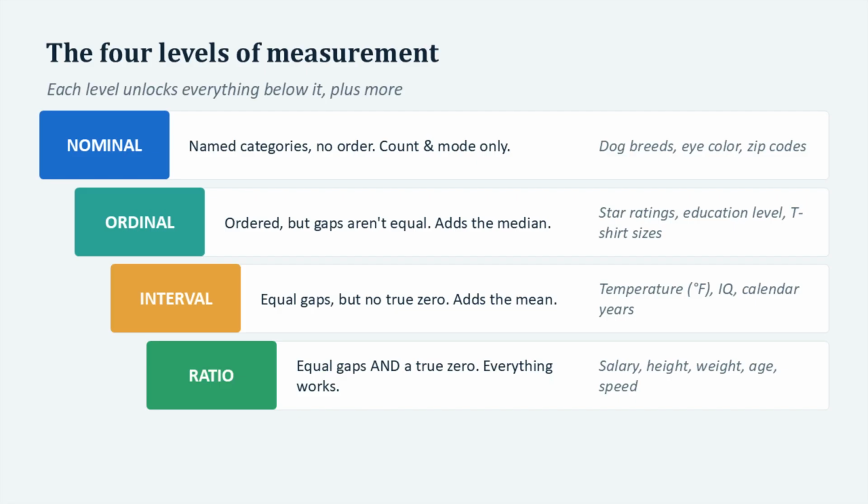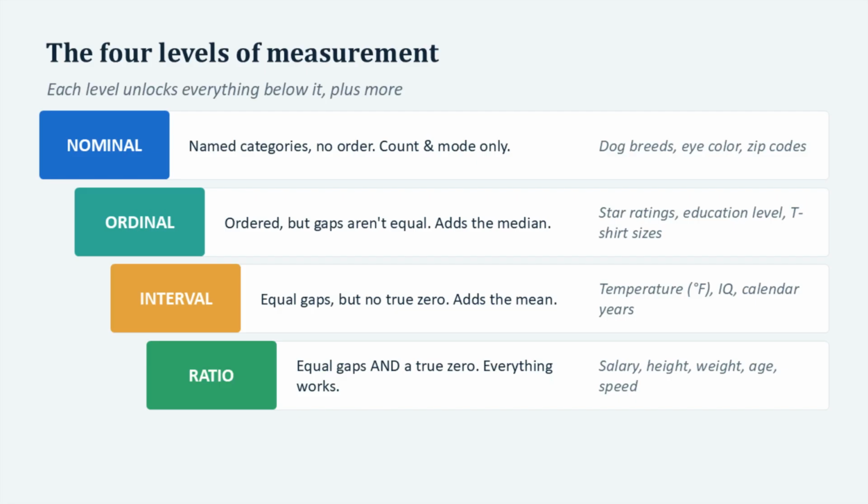Each level can do everything the level below it can do, plus one more thing. So they build on each other. Let's start at the bottom rung. Nominal. Nominal data is made up of named categories with no natural order. Think about dog breeds, eye color, or zip codes.